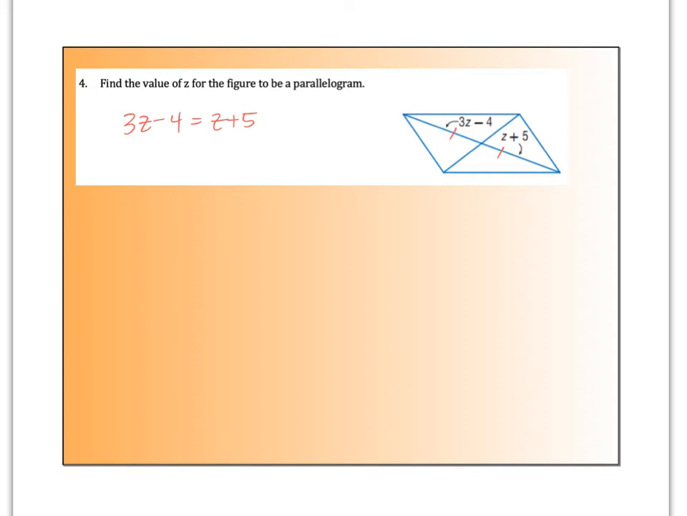Then you have to solve it, so I would probably go minus z. So 2z minus 4 equals 5. Add your 4. 2z equals 9. And then divide by 2. Now we're going to get a decimal. I believe it is 4.5. And there's no label, so we don't have to worry about that.